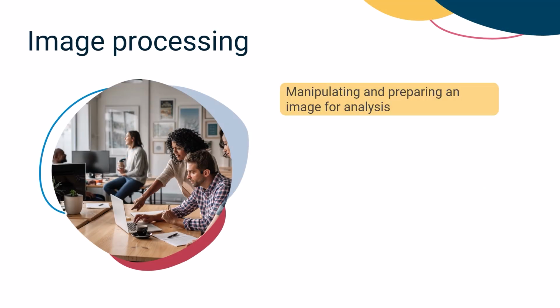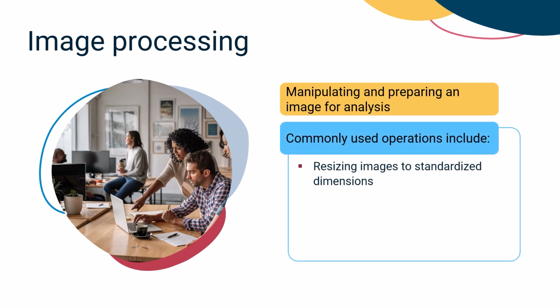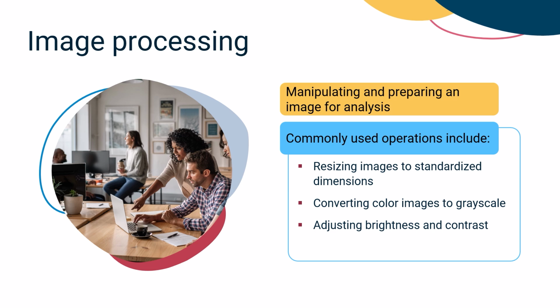Image processing involves manipulating an image to prepare it for analysis. Some of these commonly used operations include resizing images to standardized dimensions, converting color images to grayscale, adjusting brightness and contrast, and removing noise or unwanted elements.